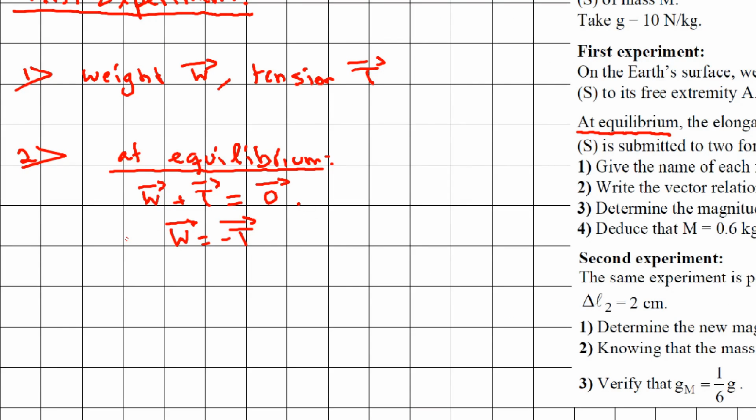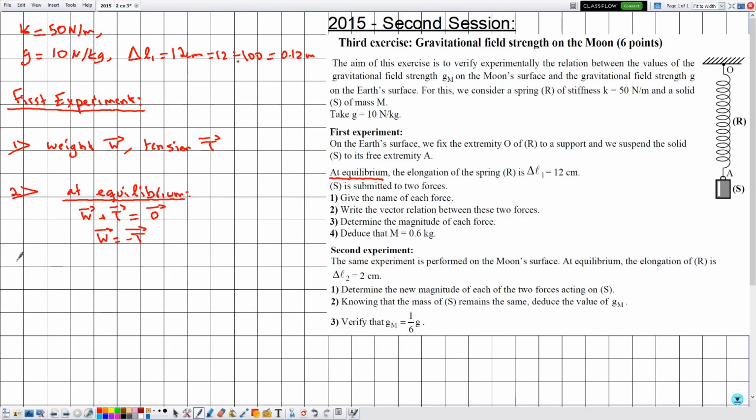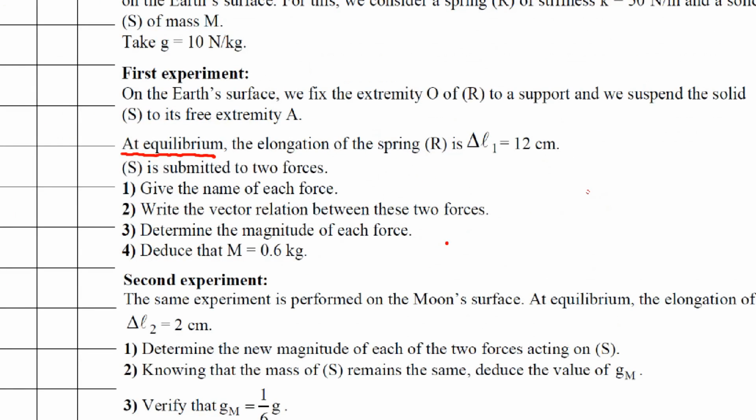So the first equation tells us that both forces act on the solid S in order for the solid S to be at equilibrium, whereas the second equation tells us that both forces have the same line of action. The minus sign is for the opposite direction and the equal is for also the same magnitude. Now in number 3, they are telling me to determine the magnitude of each force. So here we need to determine the magnitude of the weight vector W, which is given by W without a vector, and the magnitude of the tension T vector, which is given by T without a vector.